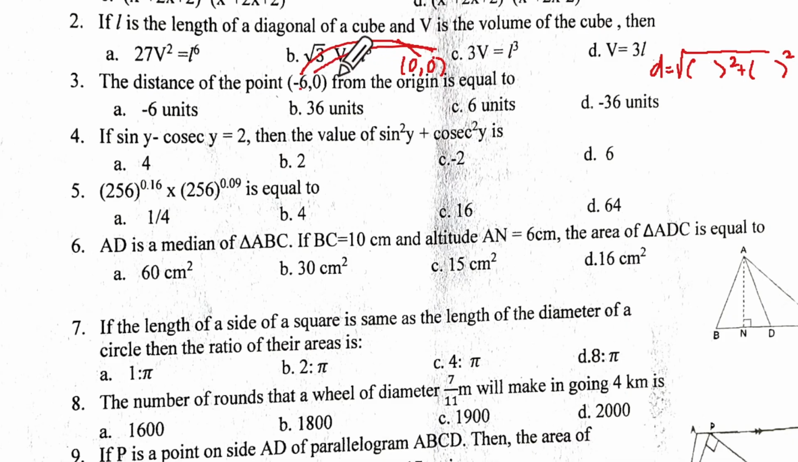Understanding? So minus 6 minus 0 means minus 6, and 0 minus 0 will be 0, obviously. So what will I get? Under root 36 means what? 6 units you'll get.